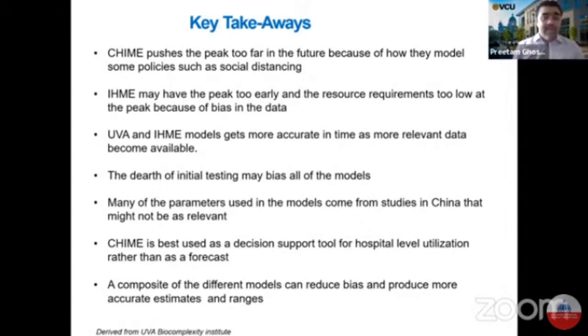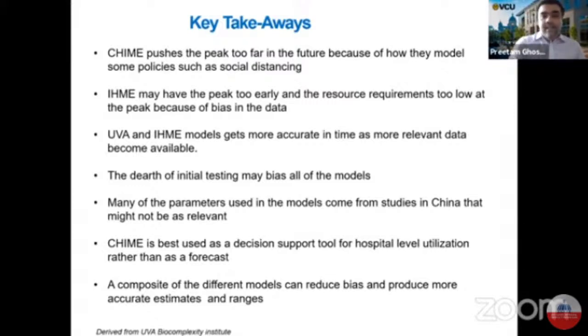UVA and IHME, both of these models get better as and when more data is available. Dearth of initial testing can bias all of these models. If you do not have enough initial testing data, all the models will fall apart. Many of the parameters towards the beginning were being used from China, the R naught values and all of that, which may not be as relevant for a place like the United States or even the Dominican Republic. Every country has its own human behavior piece involved, and their R naughts can vary a lot that way.